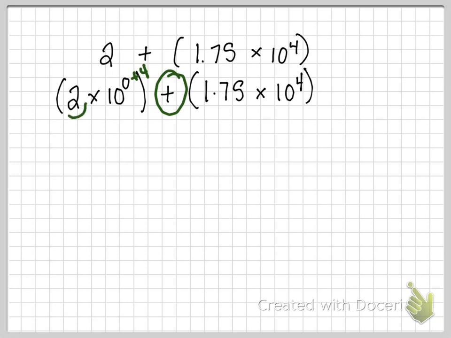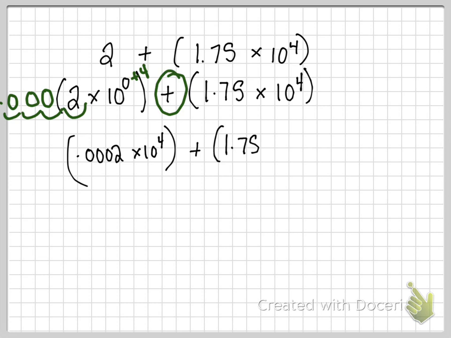Left. If you're going to add a number to your exponent, you move the decimal to the left. 2, 3, 4. 0.0002. So then we get 0.0002 times 10 to the 4th plus 1.75 times 10 to the 4th.